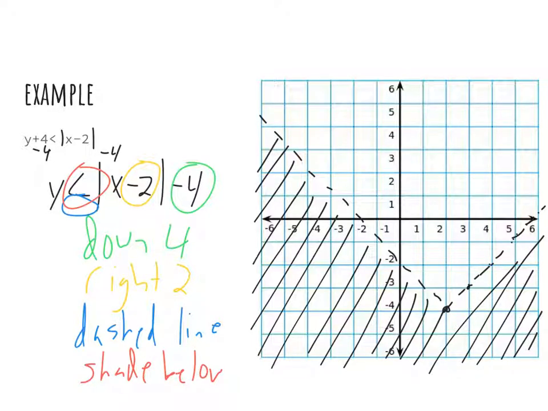So when you subtract 4 from both sides, you should get y is less than the absolute value of x minus 2, minus 4. That minus 4 on the outside moves the graph down 4. The minus 2 inside the absolute value moves it to the right 2. So instead of starting at the origin, we start at the point 2, negative 4. We go up 1 and over 1 because there was no vertical or horizontal stretch. The inequality does not have an or equal to on it, so it's a dashed line. And since it's a less than, we shade below. So this is what the graph would look like.